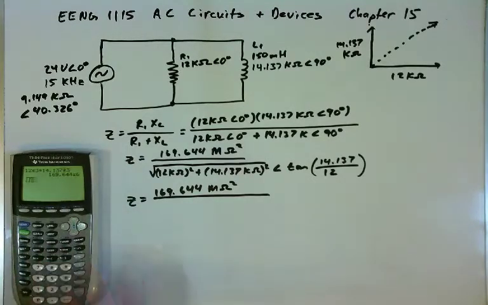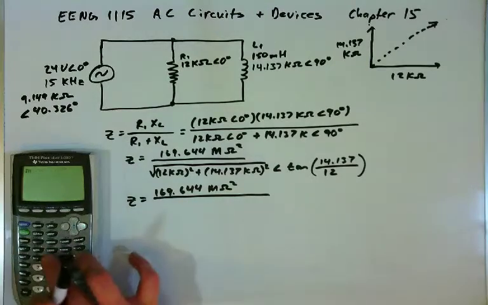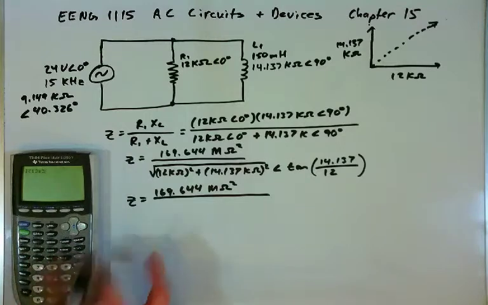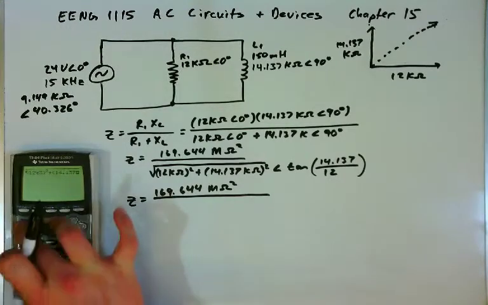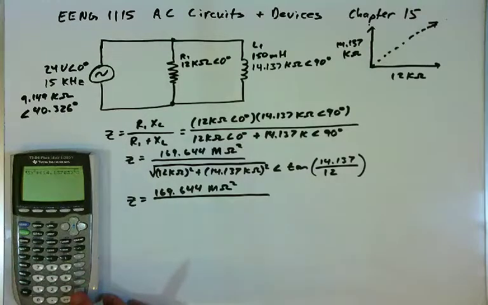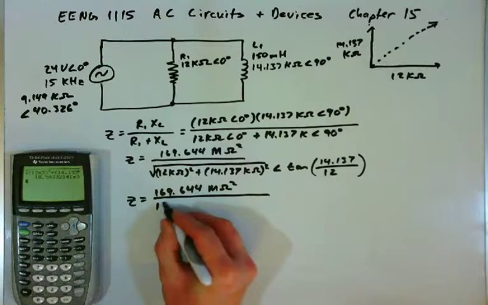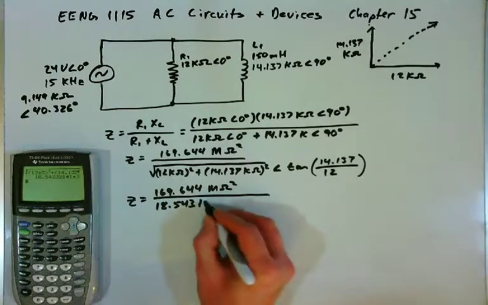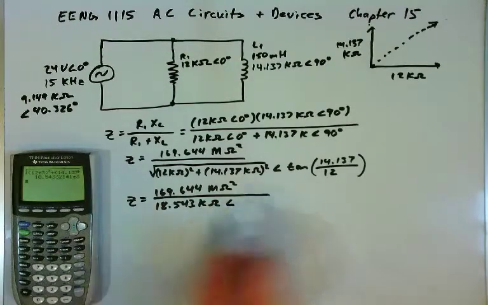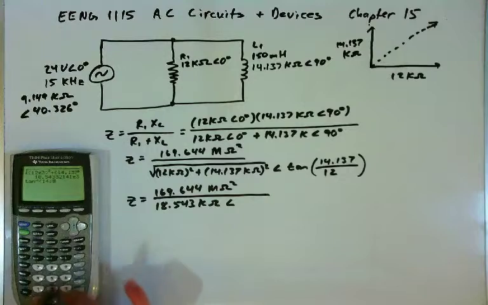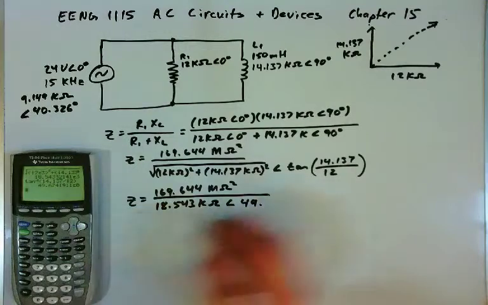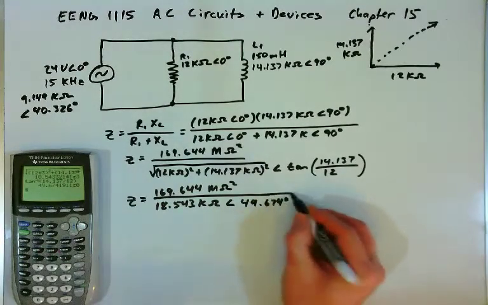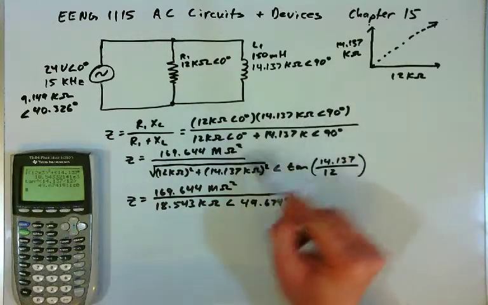Let's see. I'll do that again. Square root of open parentheses 12 kilo close parentheses squared plus open parentheses 14.137 kilo close parentheses squared, and the magnitude will be 18.543 kilo ohms, and the angle will be the inverse tangent of 14.137 divided by 12, and we get 49.674 degrees.